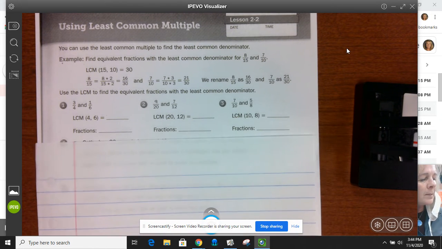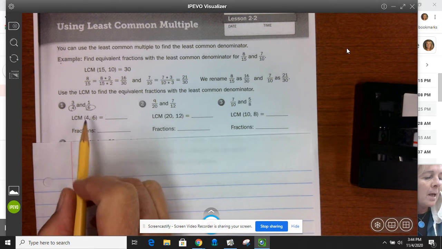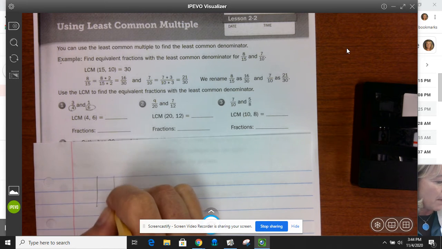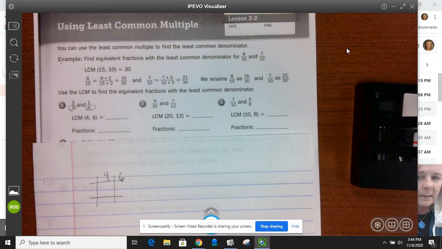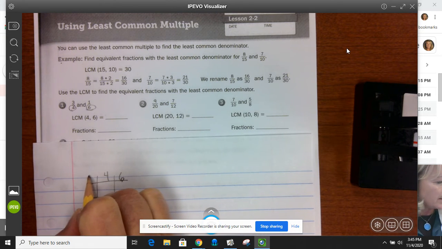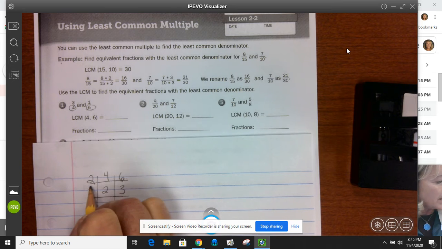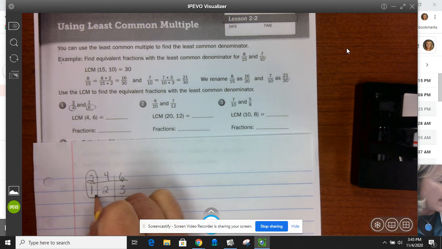The two numbers that you're going to find, because these are the denominators of your fractions, you're going to find the least common multiple of 4 and 6. So remember, your grid method. I'm going to do this on notebook paper. You have 4 and you have 6. You still have to find the greatest common factor to solve this. You're going to divide each by 2. 4 divided by 2 is 2. 6 divided by 2 is 3. These are relatively prime.